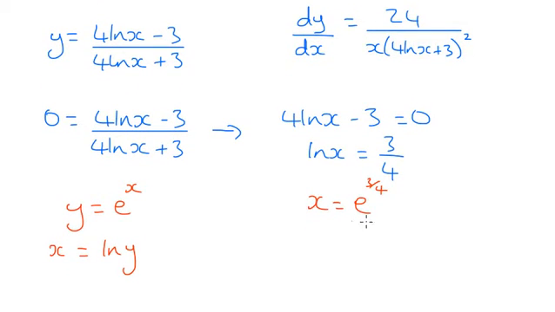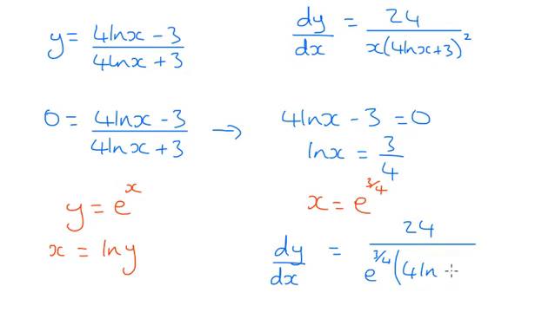So we're now going to take this x and substitute it into the gradient function to find the value of the gradient. So when x equals e to the 3/4, dy by dx is going to equal 24 divided by e to the 3/4 times by 4 ln e to the 3/4 plus 3, all squared.